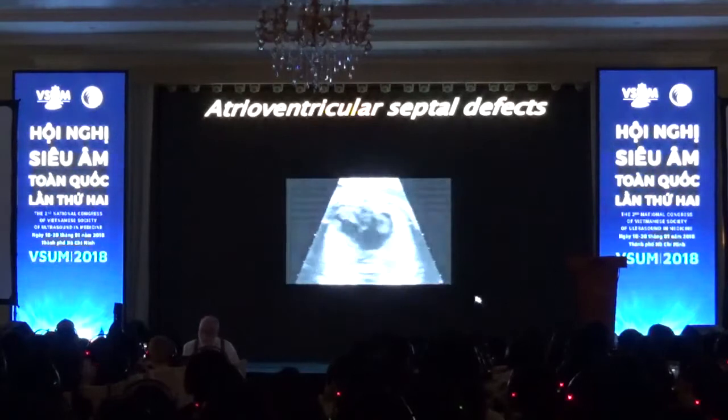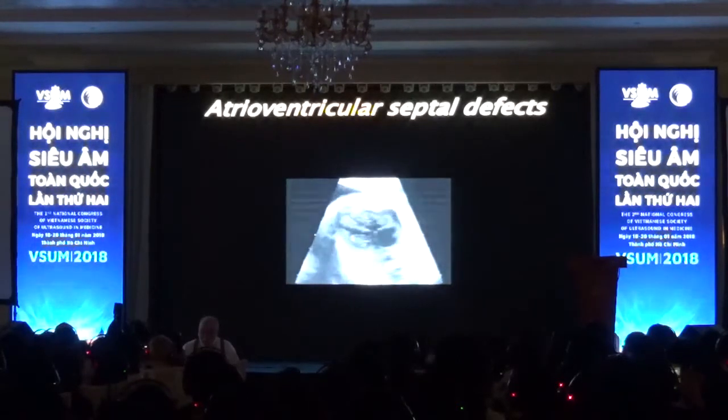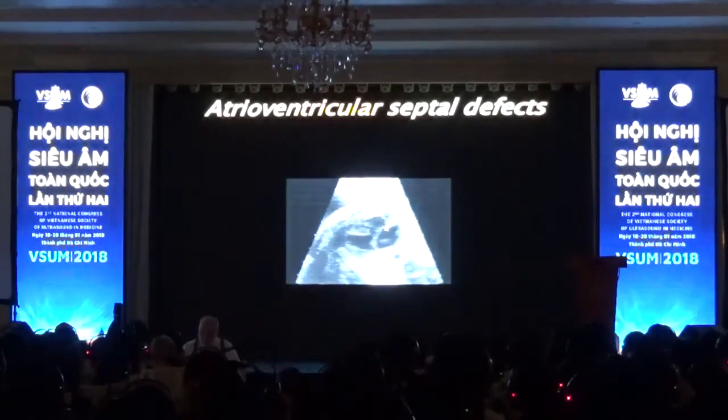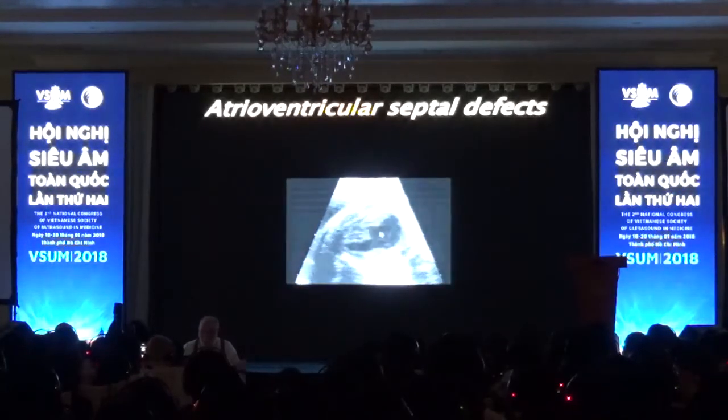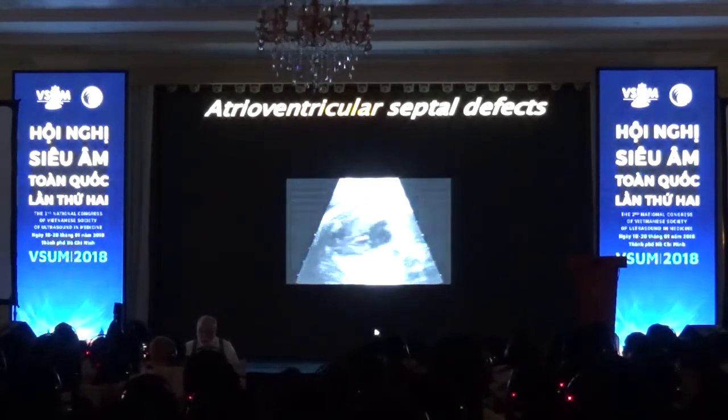Another example over here, you can see a large common atrium, you can see a large interventricular septal defect, and you see the membrane, you see the anterior leaflet, which is attached here to the right side and the apex of the septum. Again, Rastelli type A.